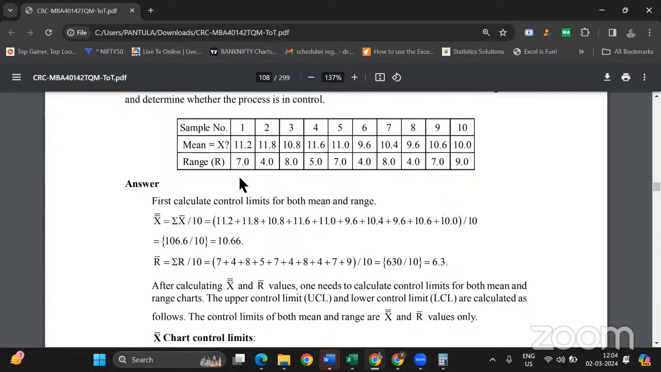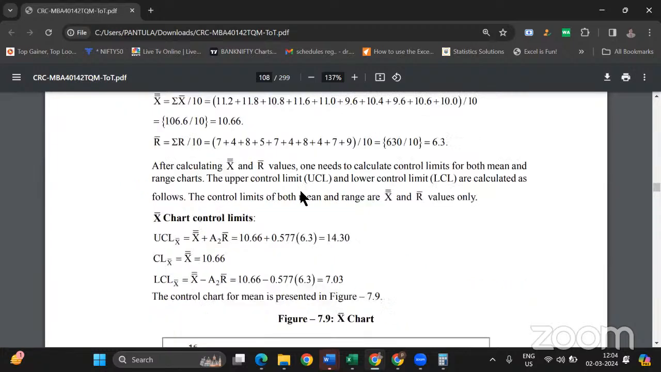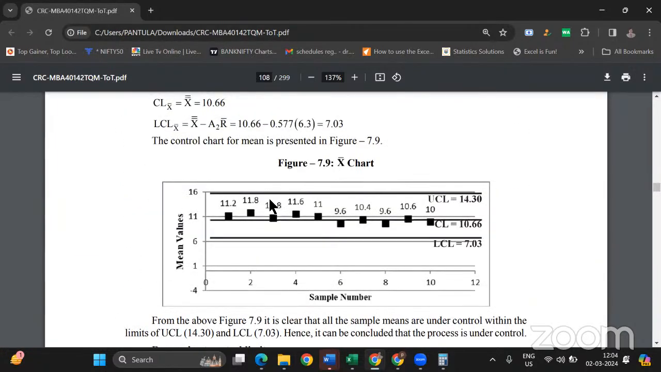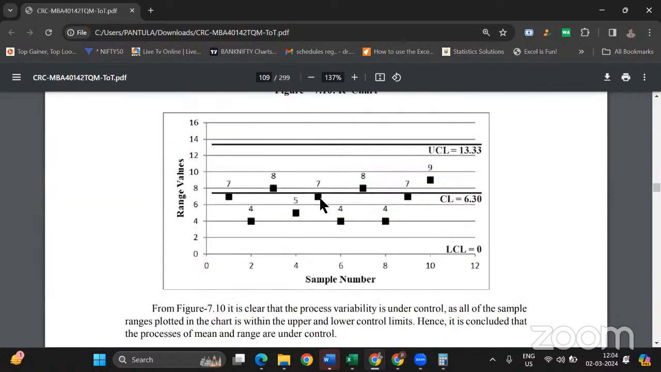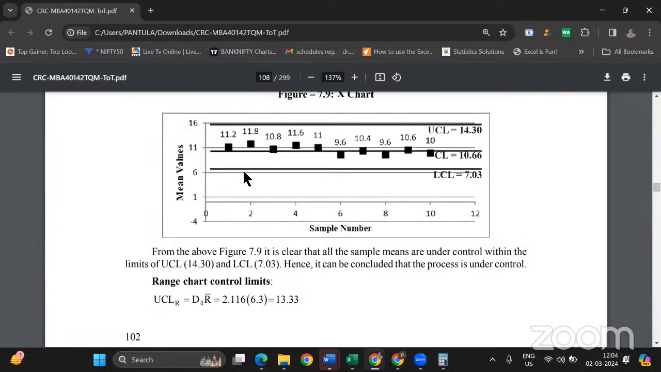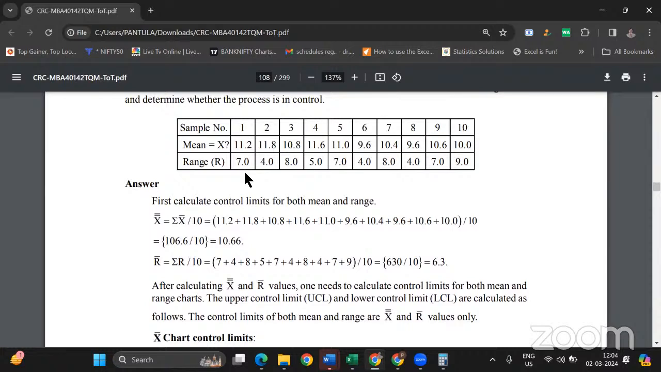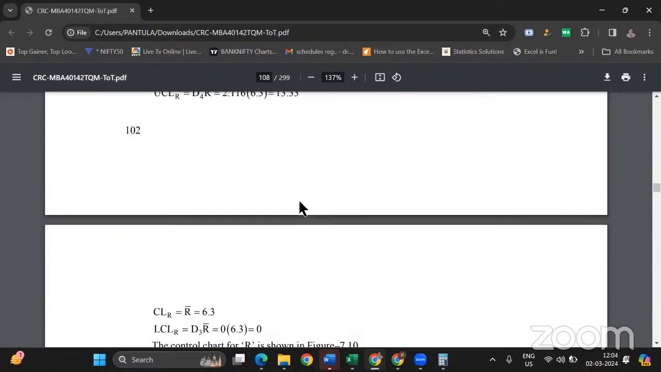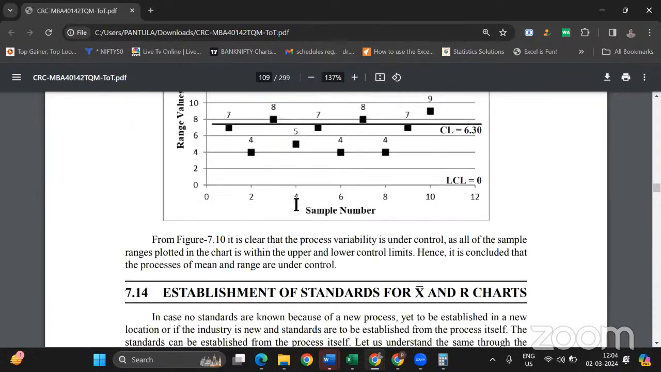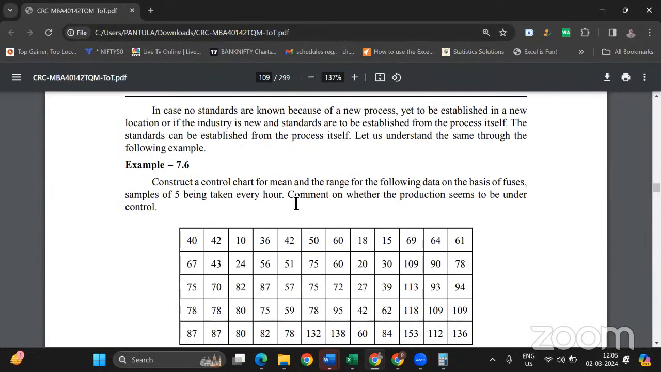Here they give 7, 4, 8, 5. Now here are the R values: 7, 4, 8, 5, 7, 4, 8, 4, 7, 9. Whatever R values they give, you have to represent in chart form. The only problem here is we need to define UCL, LCL and CL. That is the only problem. So this is how it is done.